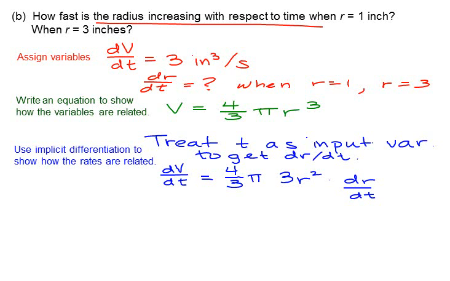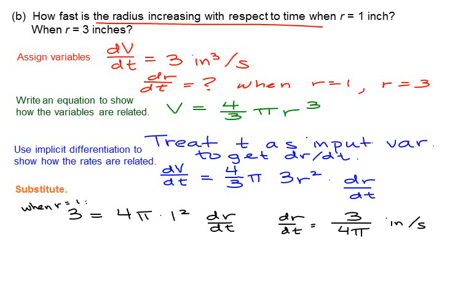So notice we have a dV/dt and a dr/dt. Once again, we substitute numbers for as many variables as we can in order to solve the equation for dr/dt. Here's what we get when r equals 1 and when r equals 3.